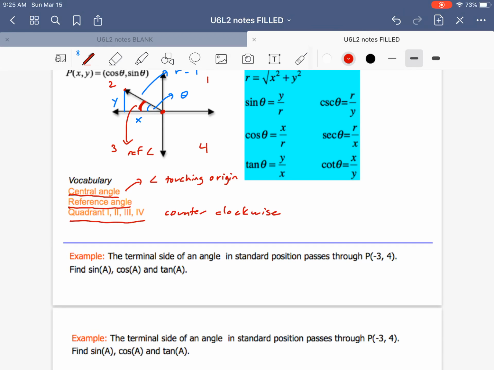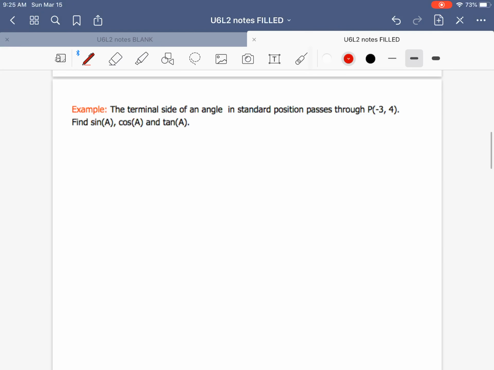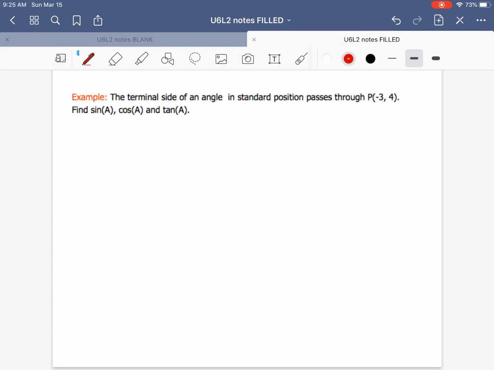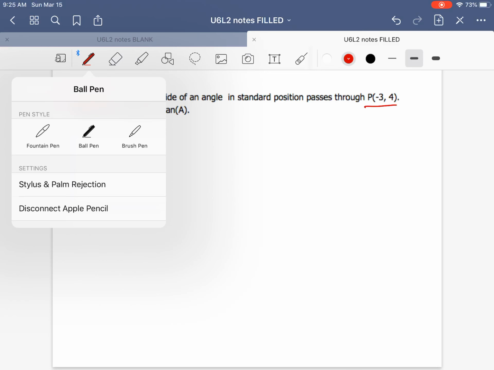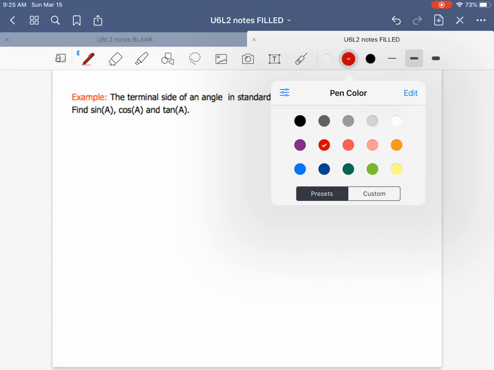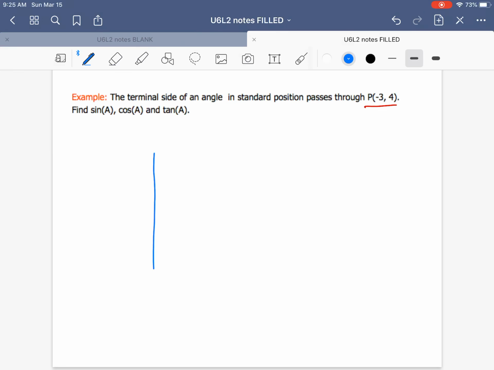Yeah, let's do this one example, okay? It's the same thing. I don't know why I got double copied, but it says the terminal side of an angle in standard position passes through this point. Find the sine, the cosine, and the tangent of that angle. All right, so I'm going to get out of red here, go to blue. The way I usually do these is draw the scenario out first, okay? So if our point is -3, 4, doesn't have to be exact, but we're right there in quadrant 2, okay?